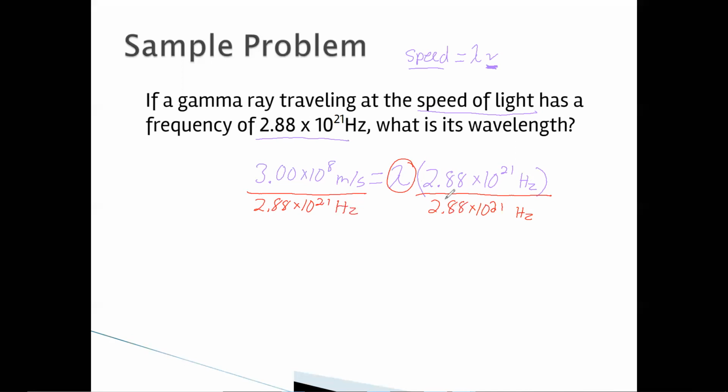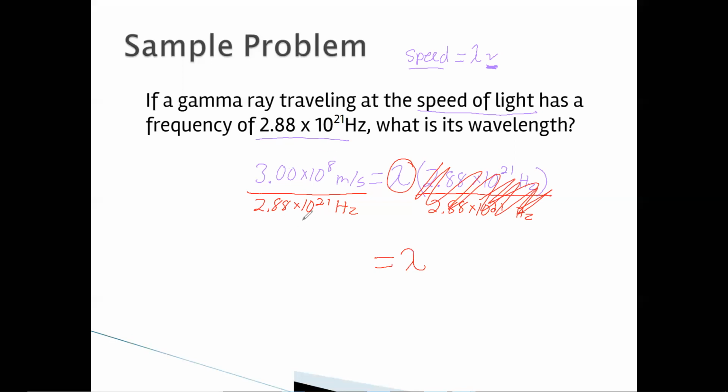Okay, if you divide something by itself, it cancels out. So we end up with lambda equals whatever this is. Now, recall, I taught you how to divide using scientific notation. Okay, you don't need to plug in 3.00 times 10 to the 8th divided by 2.88 times 10 to the 21st into your calculator. You could, and it would definitely get you the answer, but that's assuming that you plugged it in correctly. And every calculator is different. So unless I'm standing in front of you, I can't tell you whether or not you plugged it in correctly. So my advice to you is use the skills that I taught you to do this problem.